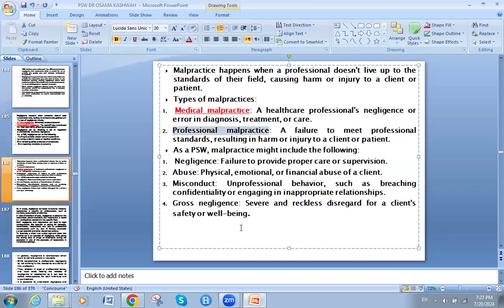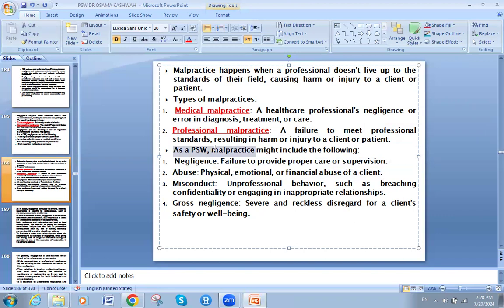Second one is professional malpractice. So what about professional malpractice? A failure to meet professional standards, resulting in harm or injury to the client or the patient. So here, you don't follow the professional standards, and that leads to a problem happening to your patient. As a PSW, malpractice might include the following: negligence, failure to provide proper care, abuse, physical, emotional, or financial abuse to the client, misconduct.